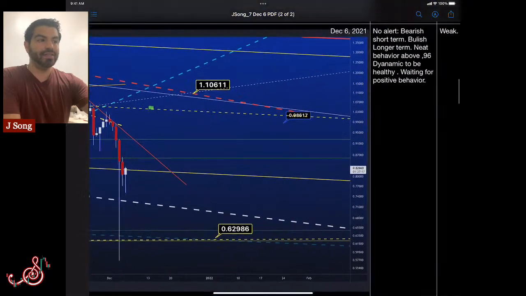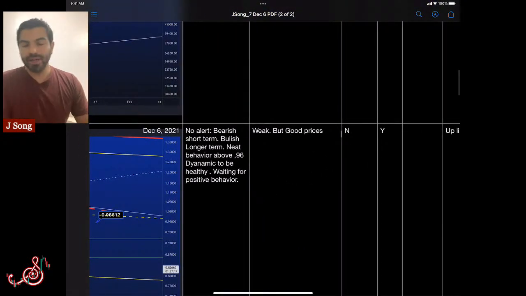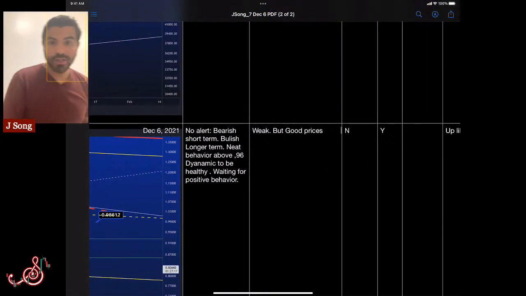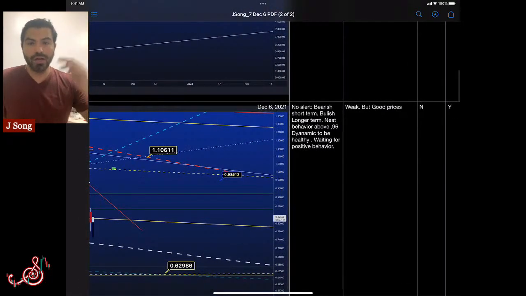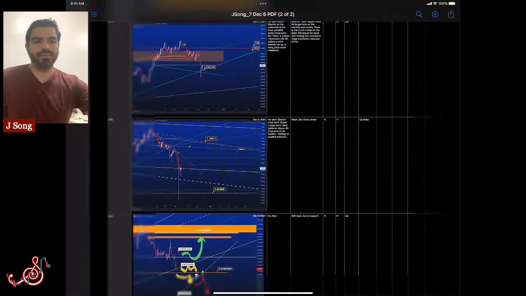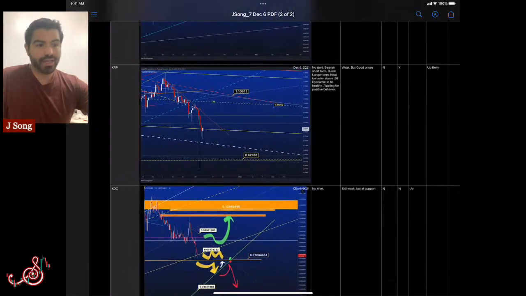We don't have any alerts, but I did put weak but good prices because to me, any of these lower prices, this is all fun and games that's just happening right now. Anything below $2, fantastic prices for XRP. I'm accumulating as much as I can.